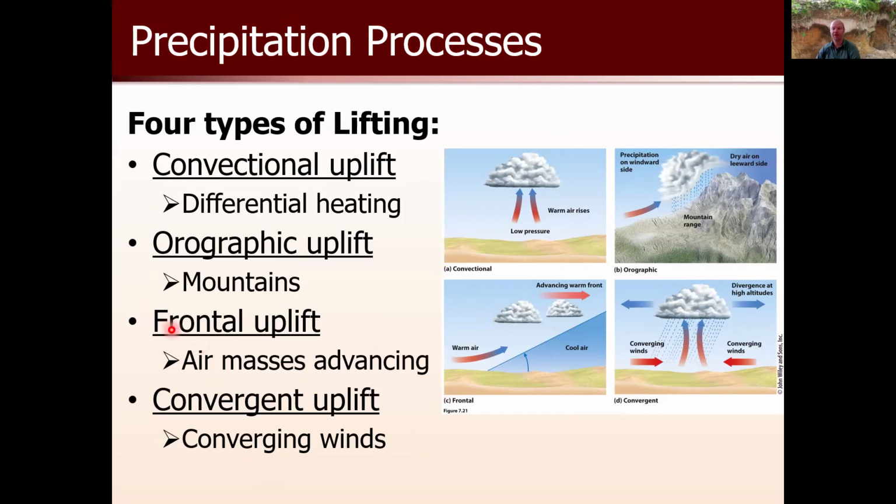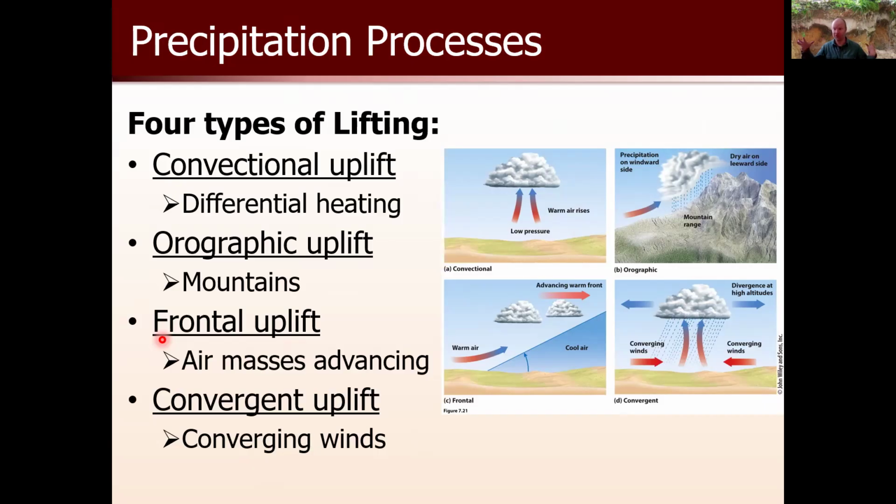And then frontal uplift, as we'll learn more about in the near future in the next few slides, we'll talk about as different air masses, a relatively warm or a relatively cool air mass, come together, one air mass, always the warmer one, will rise above the colder air mass.